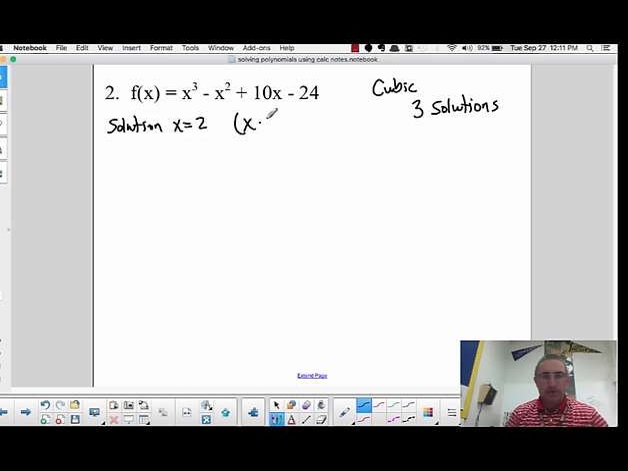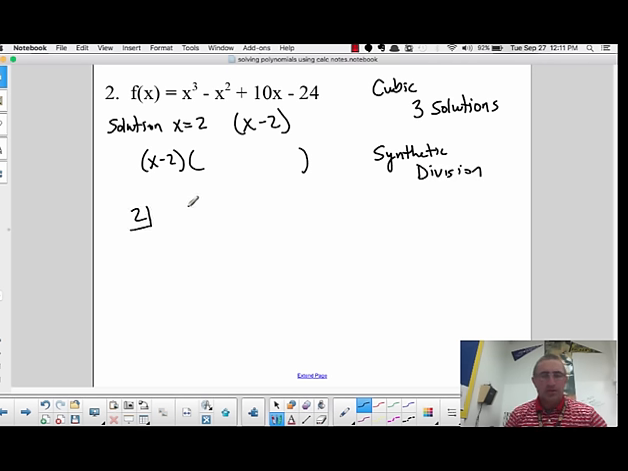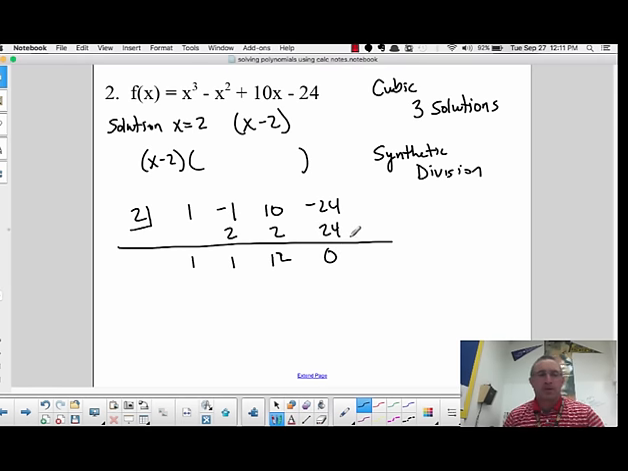So that factors, as a factor, it's x minus 2. So I know that I'm going to have x minus 2 times a trinomial, and I have to figure out this trinomial using synthetic division. Okay, so since this is minus 2, I take a positive 2, I bring down my coefficients, 1, negative 1, 10, negative 24. I add, multiply, add, multiply, add, multiply, and I get a remainder of 0.